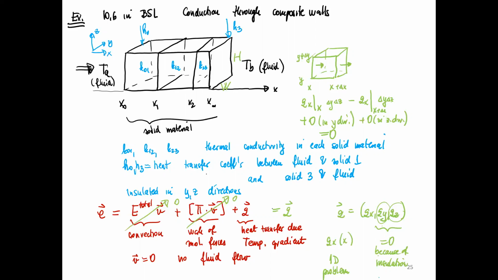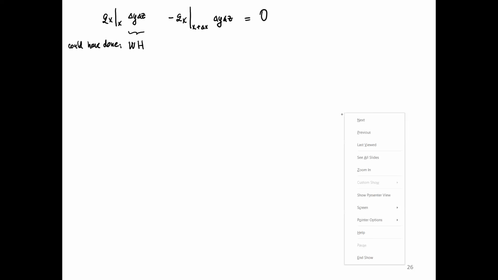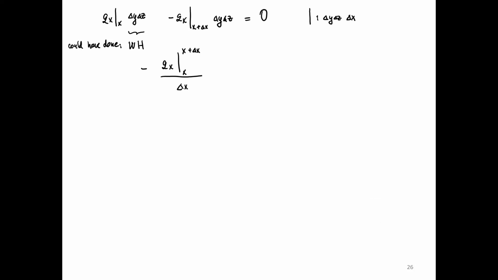I'm now going to move on to the next page, and I'm not going to keep this green color. I'm going to just rewrite qx at x times area. Equivalently, I could have done wh, so that's really immaterial to solving the problem. This is equal to zero, and I will divide it by this area, and also by delta x. Technically, I'm dividing by the volume of this little control volume, and I get minus qx at x plus delta x, divided by delta x, equal to zero.